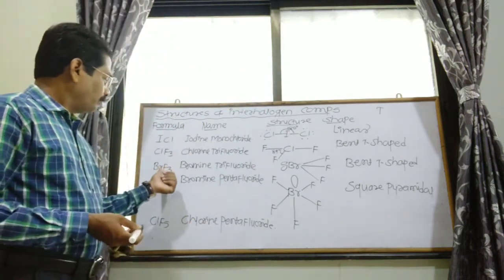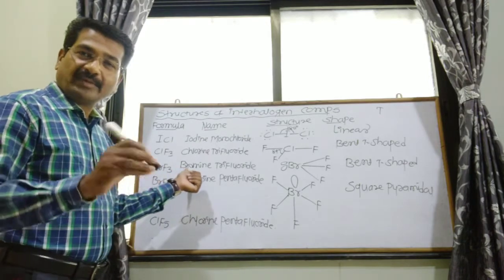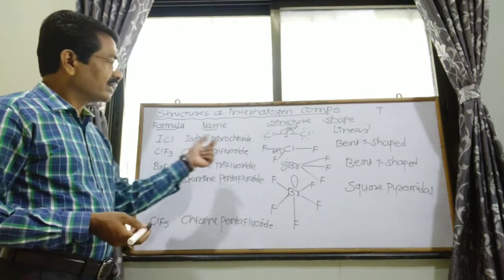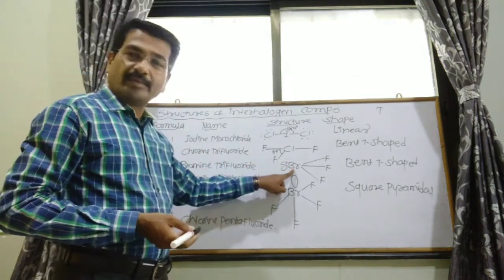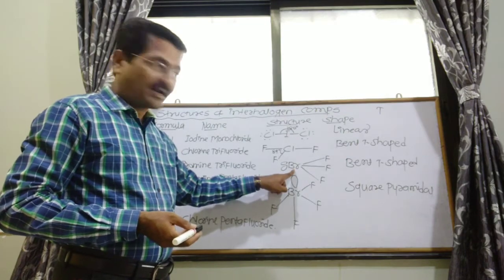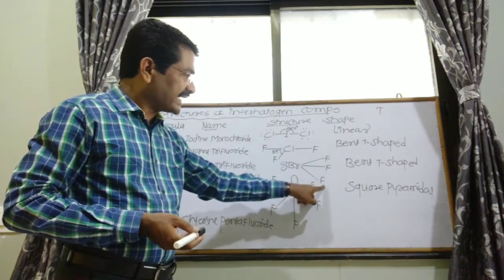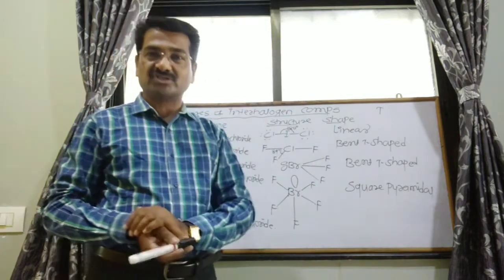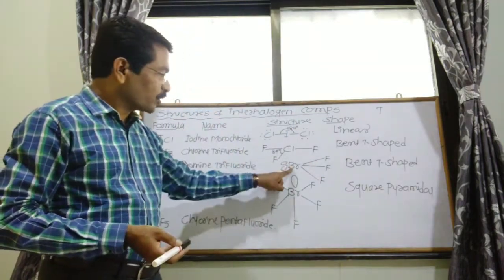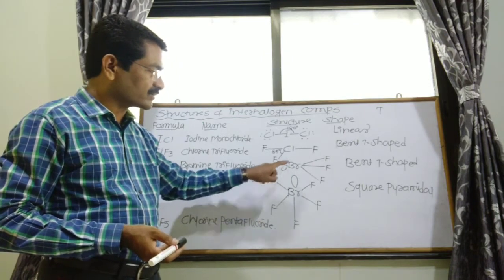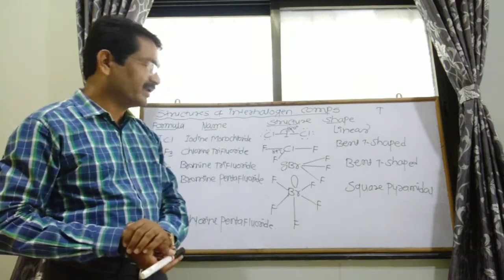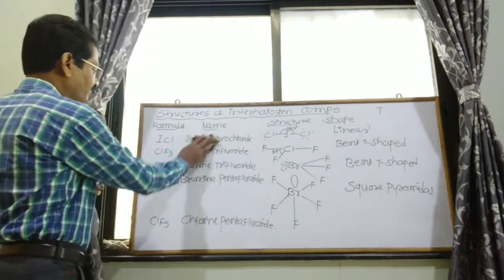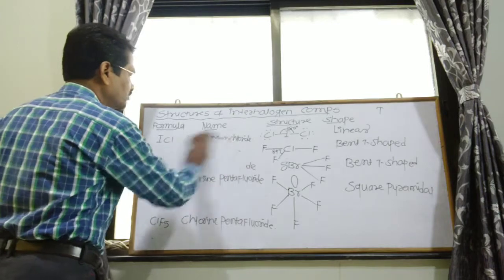Next, BrF3, bromine trifluoride. Like chlorine trifluoride, bromine is the central atom and 3 fluorines attach to it to form the bent T-shaped structure, in which this bromine possesses a lone pair of electrons. So these are the 3 structures of interhalogen compounds.